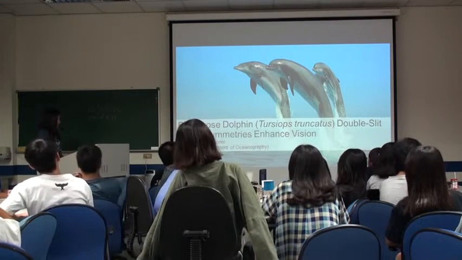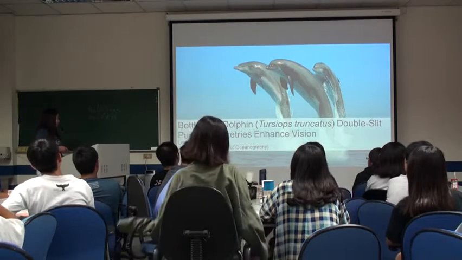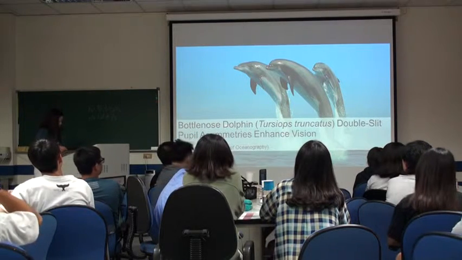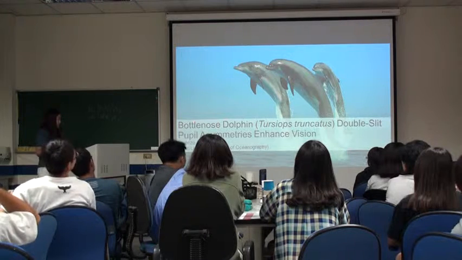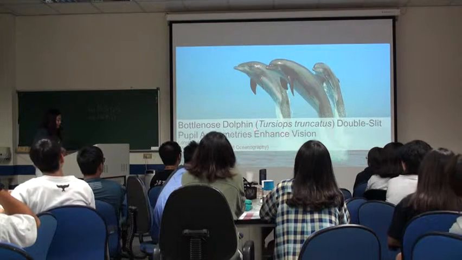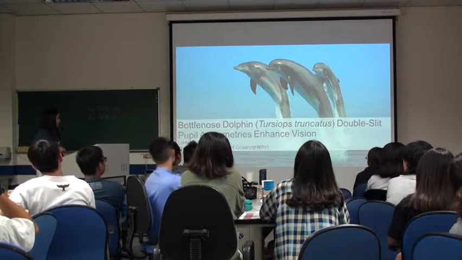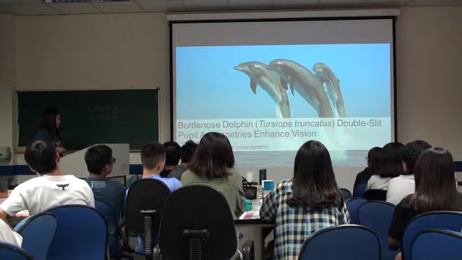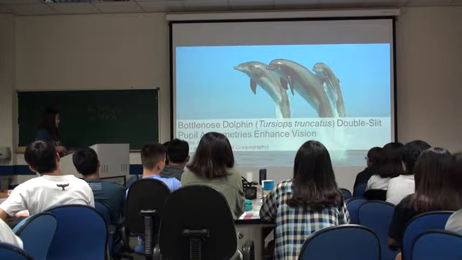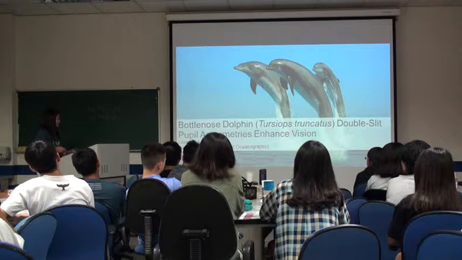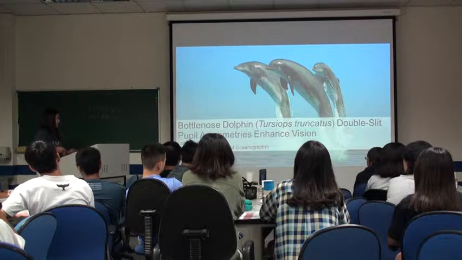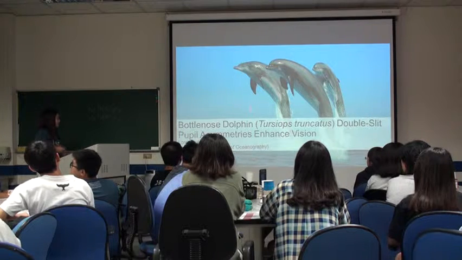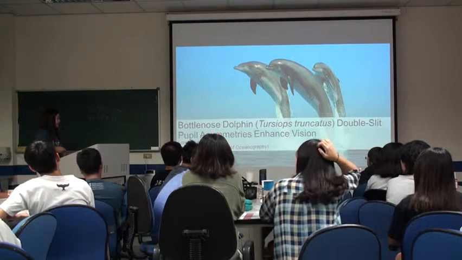Morning. Here I'm going to introduce a talk about bottlenose dolphins, double-slit pupil asymmetries, and enhanced vision. My name is Ray. First, I would like to talk about asymmetry, which means two parts of a thing are not totally the same, with a little bit of difference, which means the pupil of the dolphins is not exactly the same.